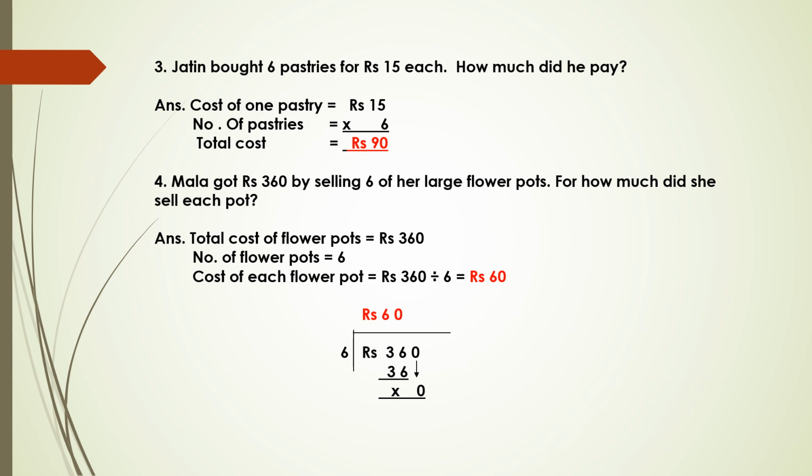How has it come? See here. 360 you will write on the dividend part and 6 on the divisor part. Now divide, children. 6 sixes are 36 and 0 is there at the last. Bring that 0 down to the remainder part and put it on the quotient part also. So your answer is rupees 60. Children, whenever the cost of one is asked, then you will divide. And when the cost of many things is asked, and numbers are large, then you have to multiply.